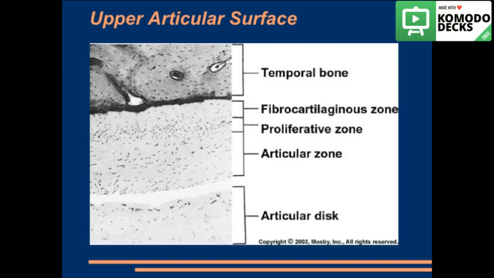As you see, most obviously it is thinner than the lower articular surface. If we want to be more specific, the mandibular fossa has a thin fibrocartilage layer and compact bone, while the articular eminence, which is more anterior to it, the elevation of the bone, is composed of thicker fibrocartilage and spongy trabecular bone.